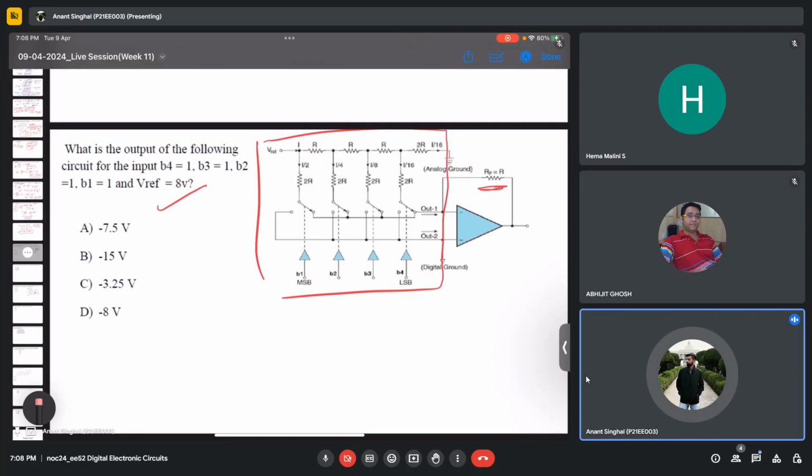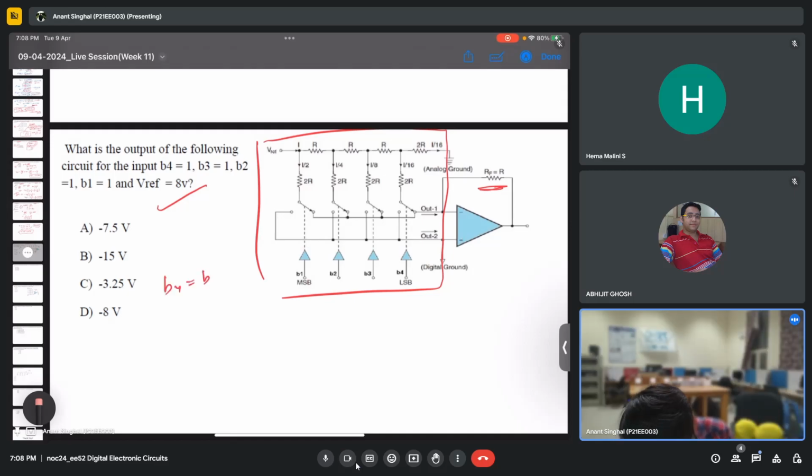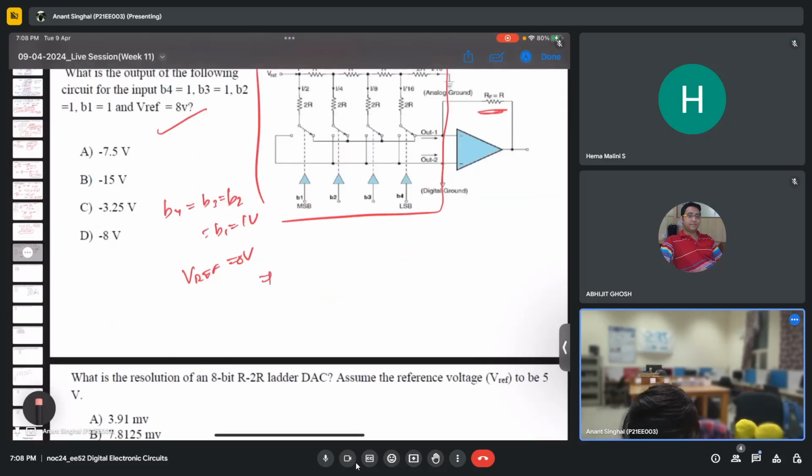So again, what we have is, we have all the bits given as 1. We have a reference voltage given as 8 volts, and this is again R2R. So it is just an op-amp. An op-amp is used for amplification. So this will be the total resistance times whatever voltage we are getting is the V out. So there will be an additional negative sign.